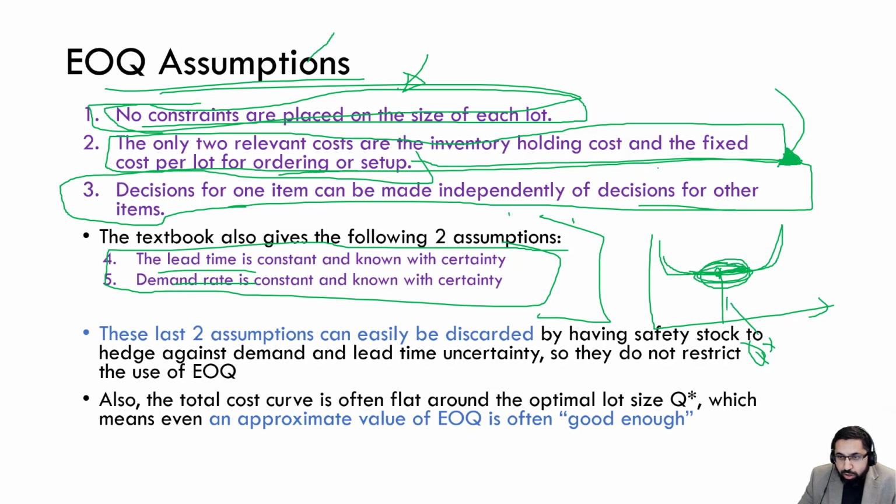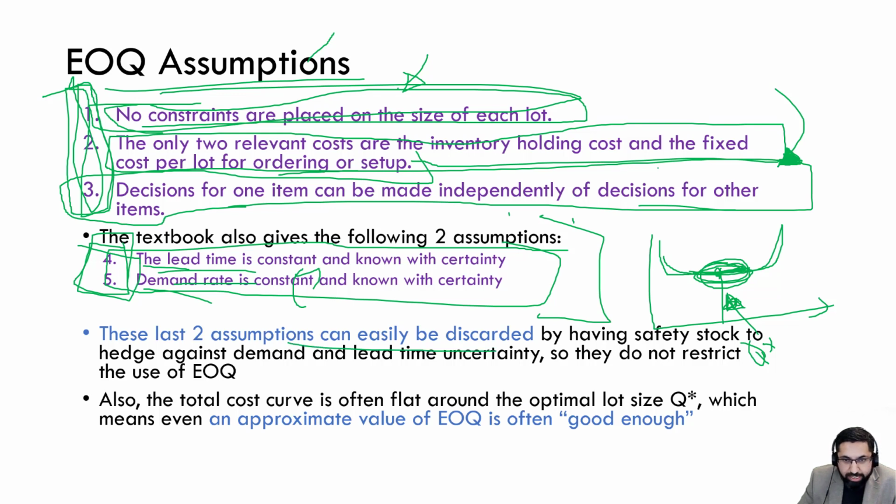So you need to be approximately in the low cost area. You don't need to get Q star very precisely correct. So even if you don't know demand exactly, you just have some average demand number, you can use it to calculate EOQ. So these two assumptions are never true in real life, and they don't need to be true. You can still use EOQ. These are more of the limitations of the model that you should be aware of.